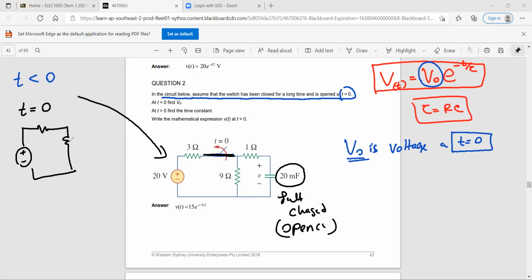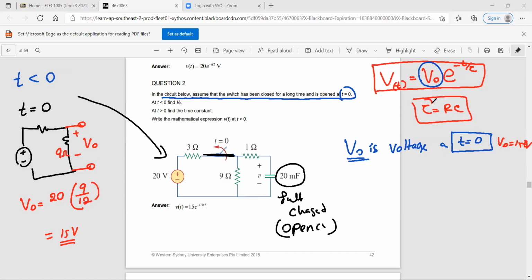Am I right? Yeah, the current stopped flowing through the open part of the circuit. So if you can find the voltage across these 2 points, that will be your V naught. Do you agree? So what is the V naught? V naught is the voltage across the 9 ohms. We already found it, but let's find it again. We use the voltage division rule: 20 times 9 divided by 12, and this is 15 volts. So V naught we found is equal to 15 volts. Am I right?